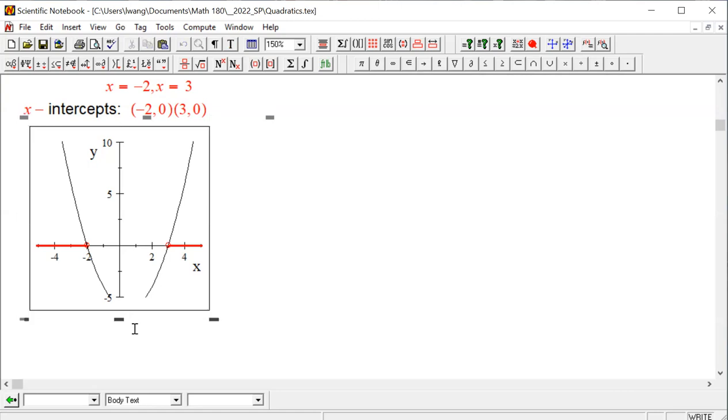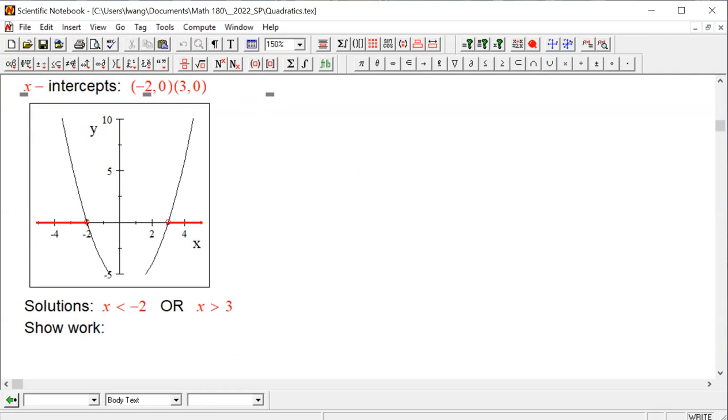So the solution would be the same: x is less than -2, or x is larger than 3. Of course, I still favor the inequality solution. So this is the third method. Now, how to show work.